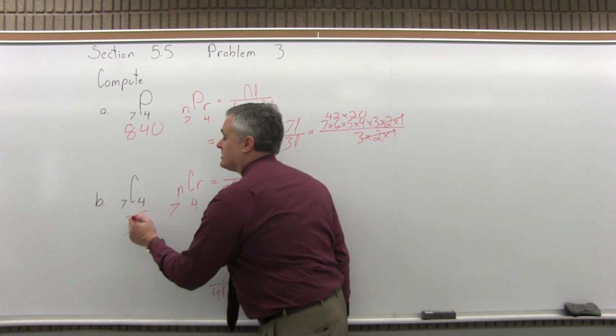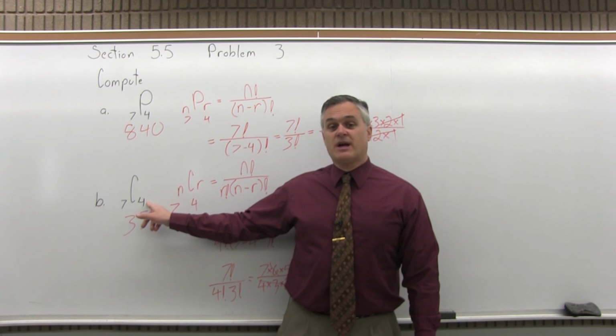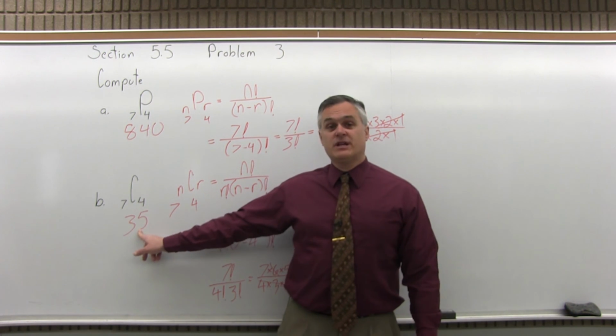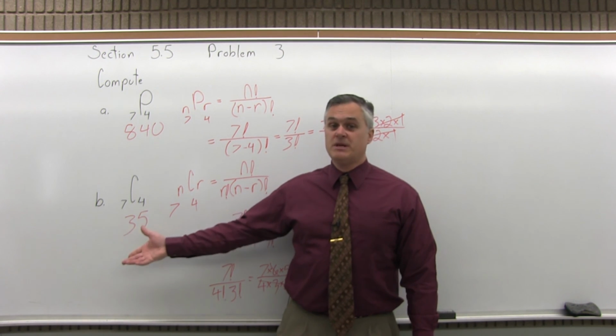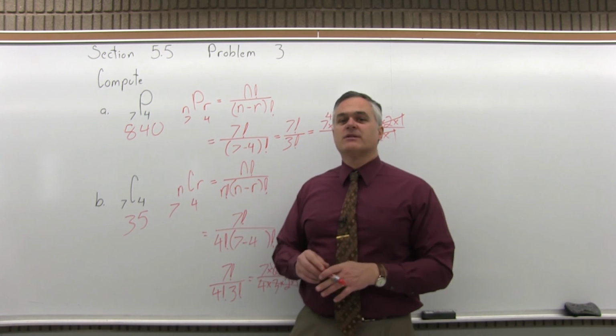So again, what does that answer mean? It means if you have 7 items to choose from, and you choose 4 at a time, there's 35 different answers you can get if there are no repeats and the order doesn't matter. So again, the same items in a different order count as the same answer.